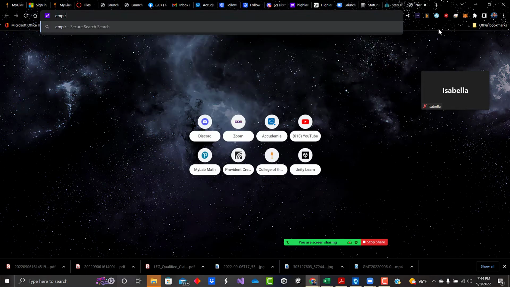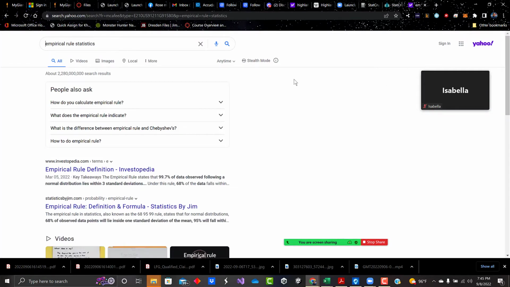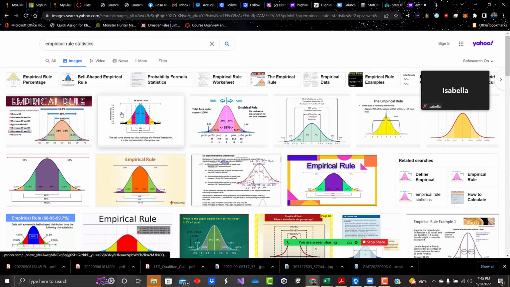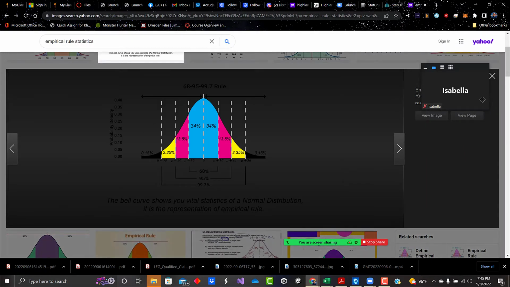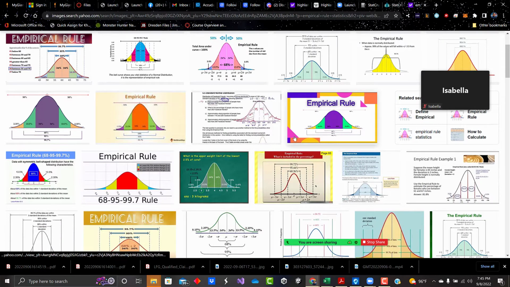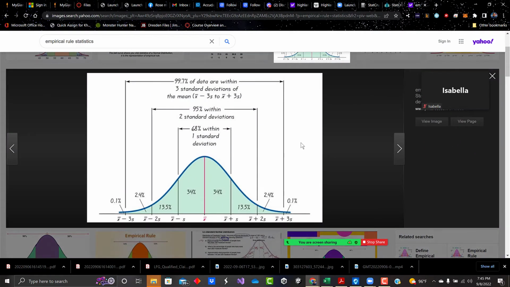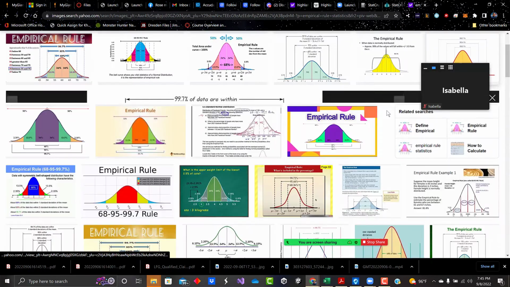If you Google empirical rule statistics, click on images, you can see all sorts of them. Oh, I don't like that one. The dark screen doesn't work well. So you can see printed out versions of them. These are only to 1 decimal place. I don't know if I like that. This is 2 point. Yeah, that's a bad one.